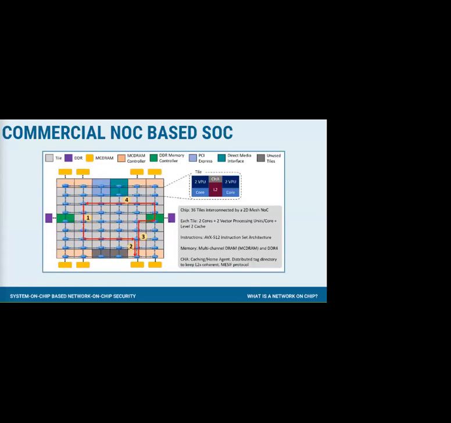So the architecture implements a directory-based cache coherence protocol and supports two types of memory. One is high bandwidth, low capacity multi-channel DRAM, which we call MCDRAM. The other one is low bandwidth, high capacity double data rate memory, that is the DDR. These two memory types can be configured in three configurations. One is cache mode, the other one is flat mode, and the other one is hybrid mode.